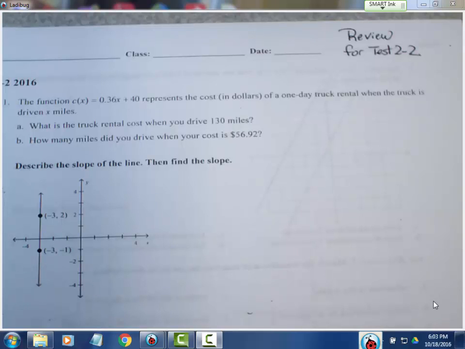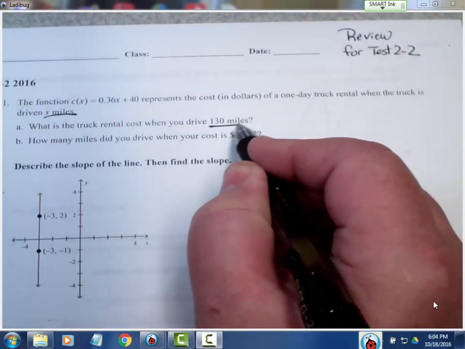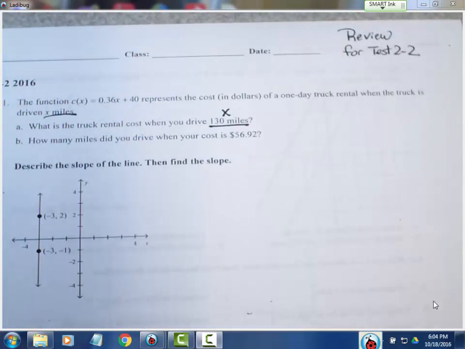Okay, so this is the review for test 2.2, and this first question says the function C of x equals 0.36x plus 40 represents the cost in dollars of a one-day truck rental when the truck is driven x miles. First question is, what is the truck rental cost when you drive 130 miles? Okay, so it says x miles, which means that x is 130.